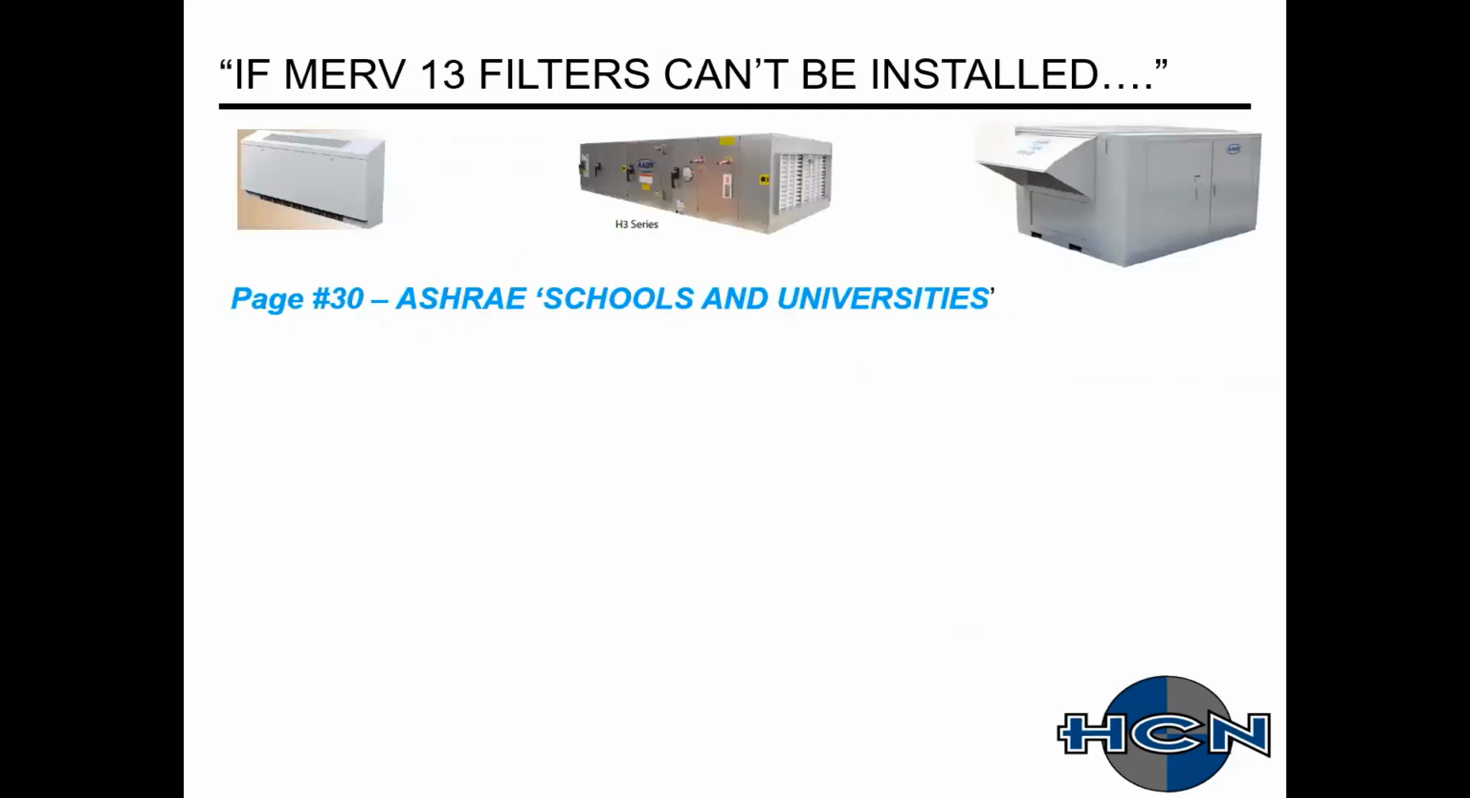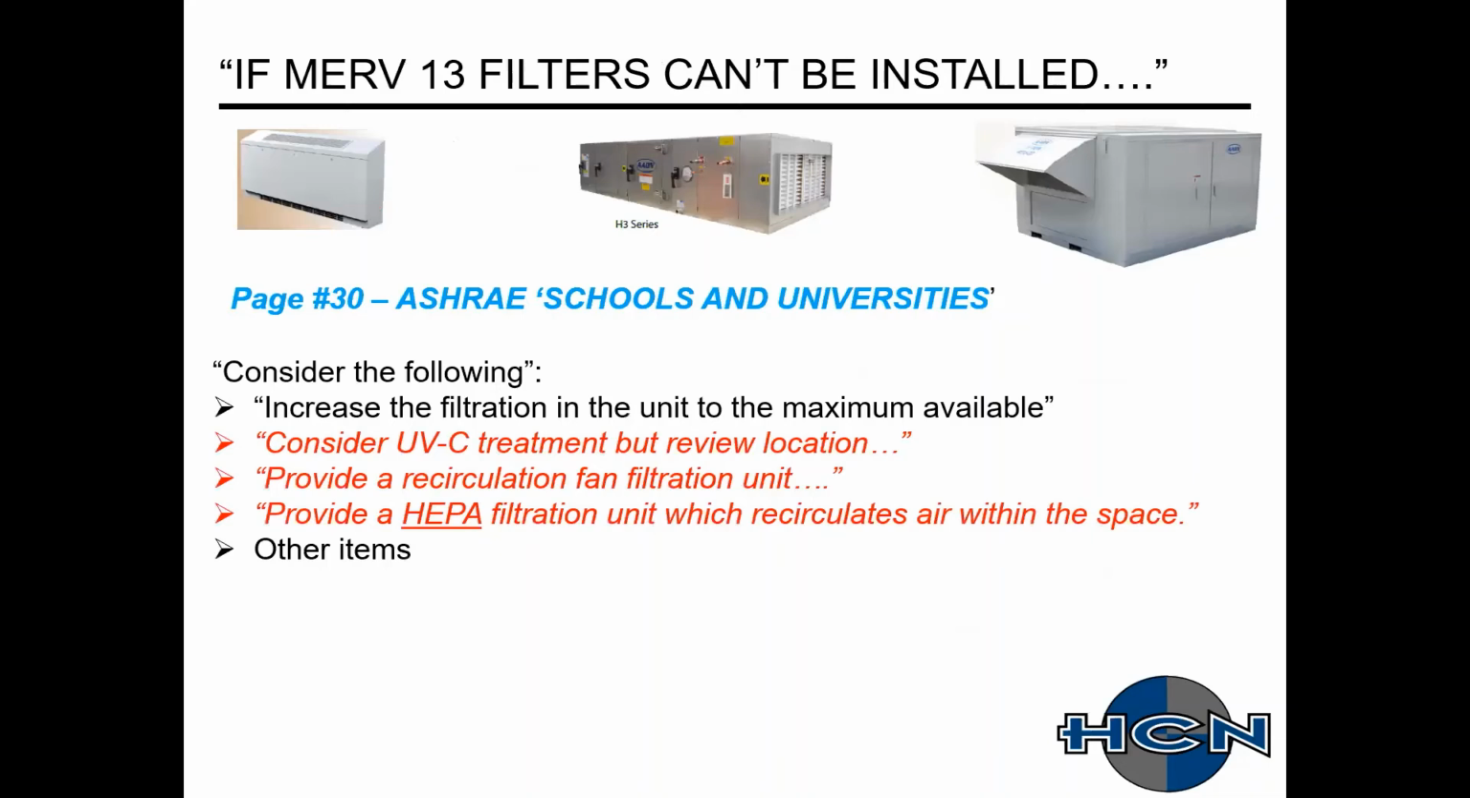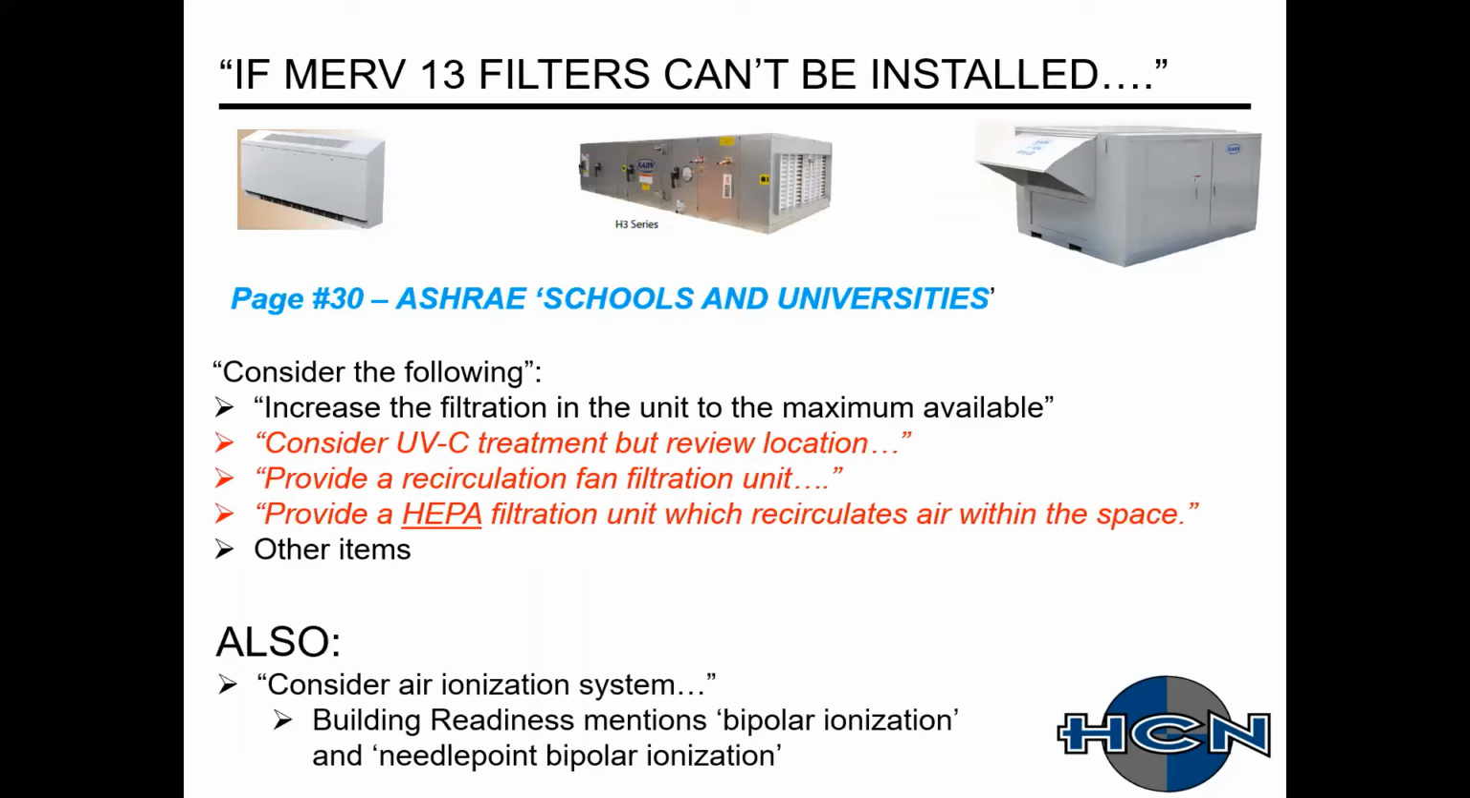All right. So now on ASHRAE schools and universities, if MERV 13 filters cannot be installed, what do you do? Consider the following. These are quoted right from the standard, or I'm sorry, I keep on calling it the standard publication. Increase the filtration to the maximum available. I've highlighted in red: consider UVC treatment, provide a recirculation fan filtration unit, provide a HEPA filtration unit which recirculates the air, and then there are some other items. But the one item I want to emphasize is they also say consider air ionization systems.